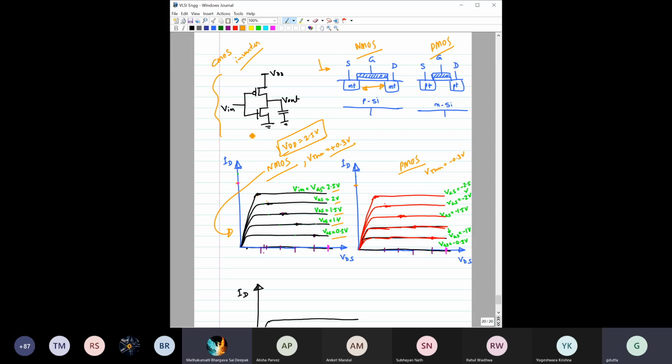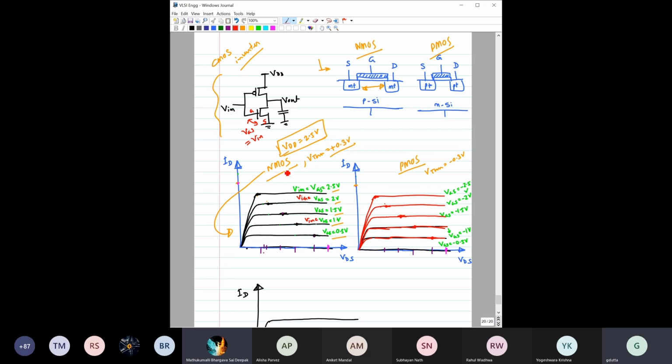Now see this. This is gate voltage. This is source voltage, right? This is VGS, and VGS is nothing but Vin. Am I right? So that way Vin equal to VGS equal to 2.5. So whatever voltage we are writing here, that is basically Vin, right?